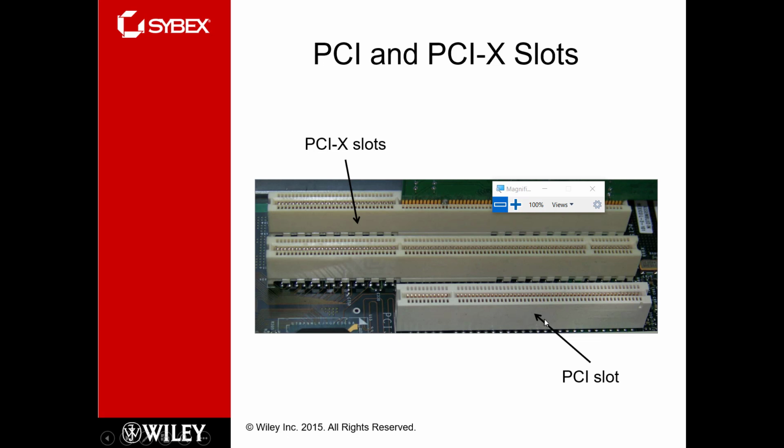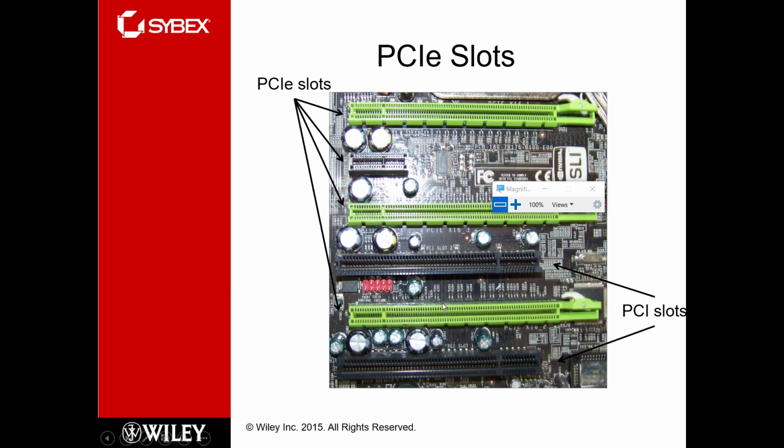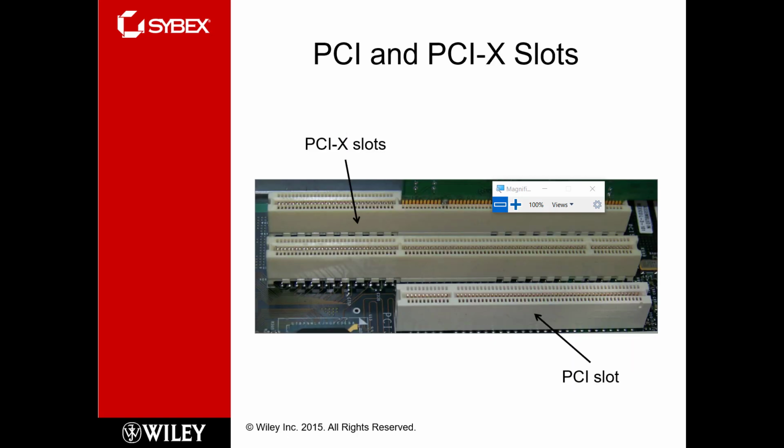You would need a PCIe slot, or a PCI slot, and PCI-X slots. What's the difference between PCIe and PCI-X? PCI-X would be the older one, this is 16-bit PCI-X. PCI would be 32-bit, and then PCIe would be 64-bit. So that's a lot of speed. Nowadays it's all 64-bit, by default. That was older times, right?